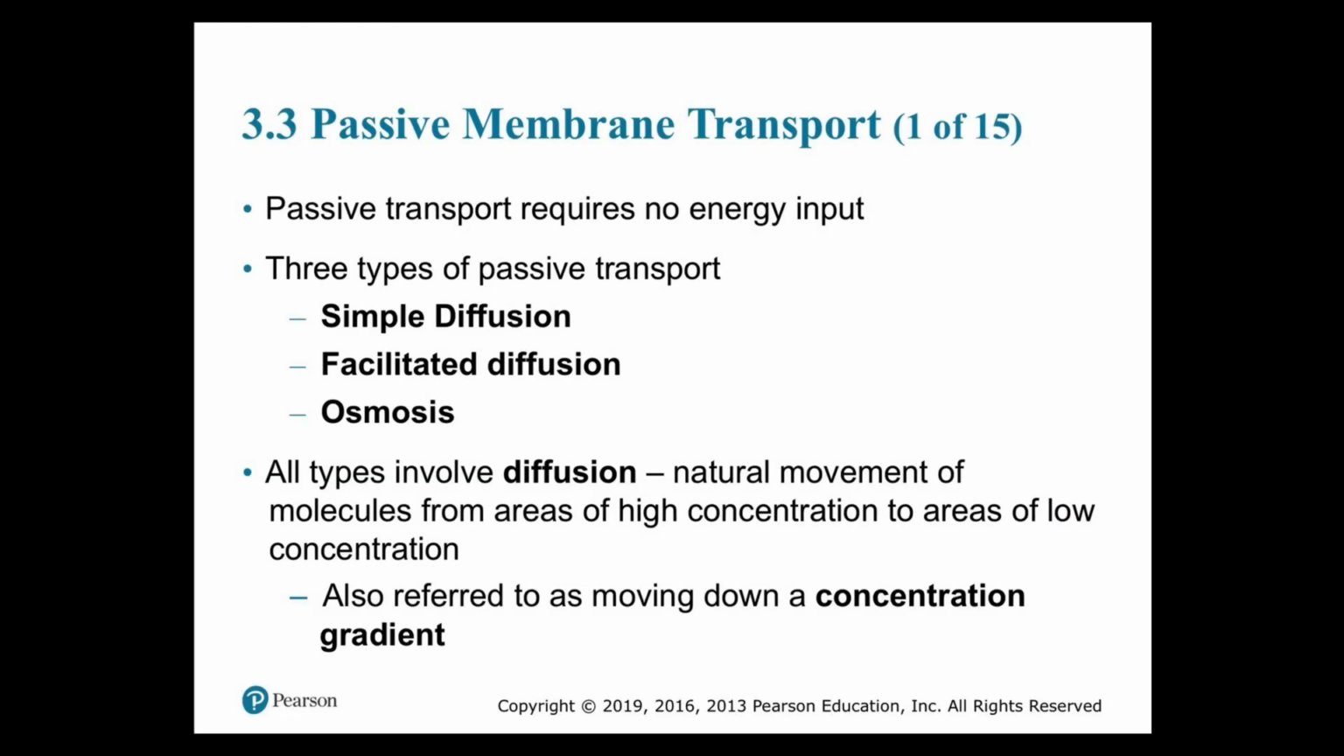So, section 3.3, passive transport mechanism, passive membrane transport. So, remember, passive transport requires no energy input, so no ATP required for movement of substances. There are three types of passive transport: simple diffusion, facilitated diffusion, and osmosis. So, when we say the word diffusion, we mean that it's a natural movement of molecules from areas of high concentration of that molecule to areas of low concentration. And this we also refer to as moving down a concentration gradient.